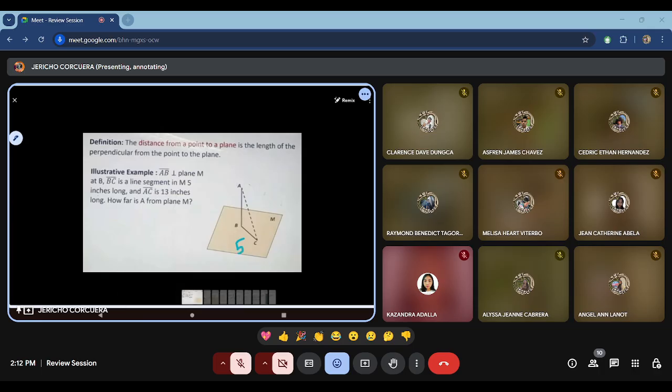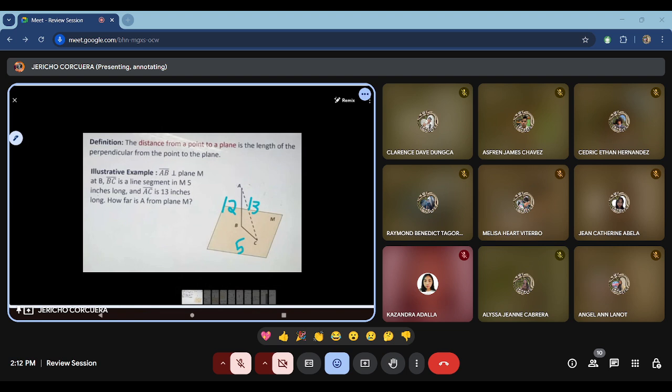and AC is 13. So again, this is Pythagorean triples. The answer is 12. You can see that 13 squared is 169. So we made use of the Pythagorean theorem again, where the sum of the square of 12 and the square of 5, that is 144 and 25, gives 169.